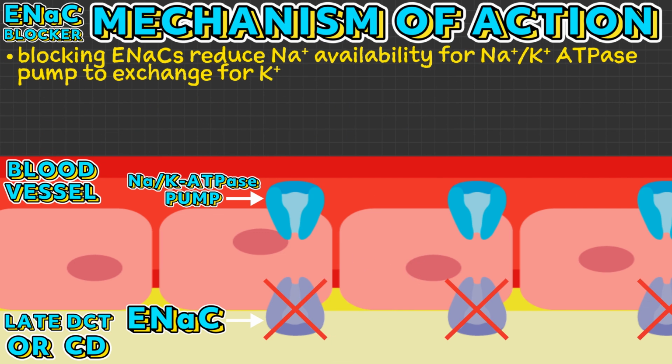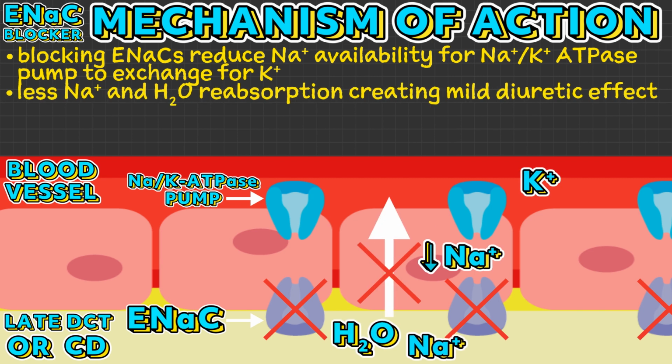Blocking epithelial sodium channels with ENaC blockers reduces sodium availability within the cell for the sodium-potassium ATPase pump to exchange for potassium. Therefore, less sodium and water is reabsorbed, creating a mild diuretic effect, while at the same time decreasing potassium secretion and thus loss.